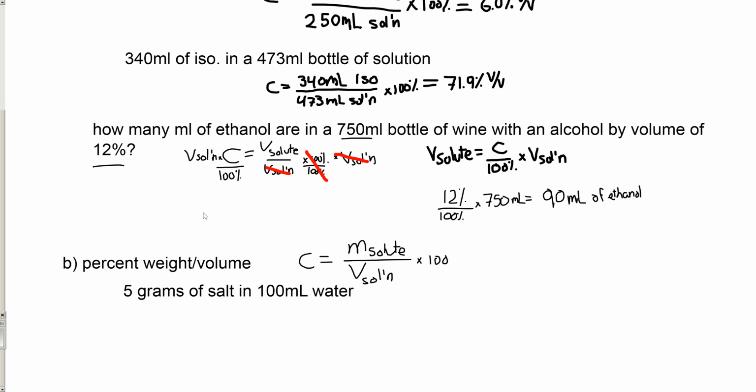So the calculations are very simple. We're going to say 5 grams divided by 100 mils of water times 100%, and that's going to give us 5%, and this is weight by volume. So this gives us the ability to talk about dissolving a solid in a liquid. Again, not the one we would use in chemistry, but one that you need to know about.